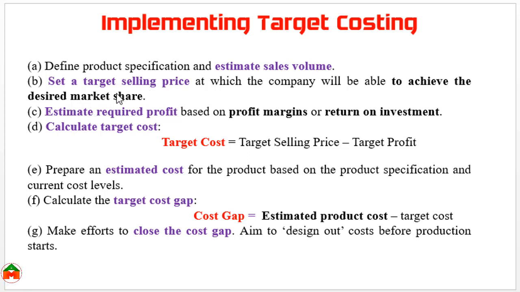And whenever you know the target selling price, now you can estimate required profit based on the profit margin or return on investment. Then you need to calculate the target cost. What is the formula of calculating the target cost? We need to deduct the target profit or required profit from the target selling price to get the target cost. And after calculating the target cost, we need to prepare an estimated cost for the product based on the product specification and current cost levels.